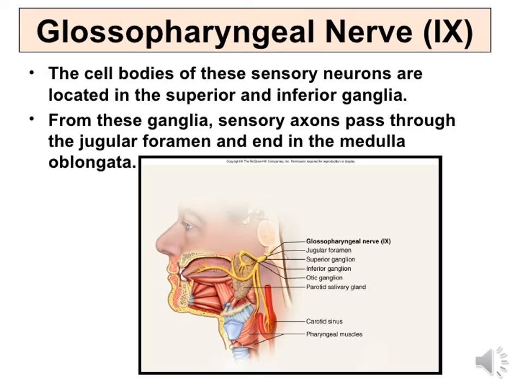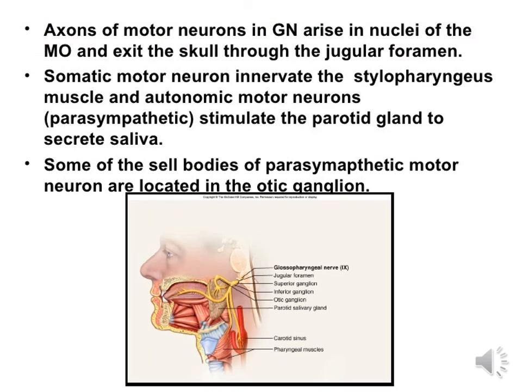The cell bodies of these sensory neurons are located in the superior and inferior ganglia. From these ganglia, sensory axons pass through the jugular foramen and end in the medulla oblongata. The axons of motor neurons in the glossopharyngeal nerve arise in the nucleus ambiguus in the medulla and exit the skull through the jugular foramen. The somatic neurons innervate the stylopharyngeus muscle, and autonomic parasympathetic motor neurons stimulate the parotid gland to secrete saliva. Some of the cell bodies of the parasympathetic motor neurons are located in the otic ganglion.